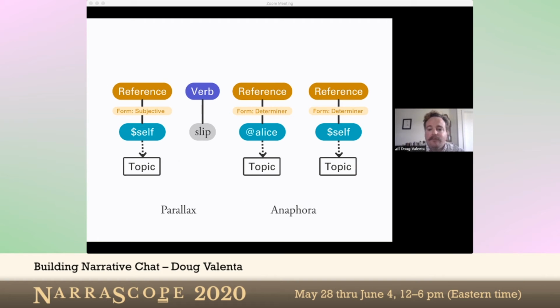The first thing we need to do is turn these references to topics into nouns. And there are two real phenomena that are going to guide how we do that. They have fancy names, but they're pretty simple. The first one is parallax, and by parallax here, I basically just mean that the reader of the story, and like I said, we're going to do this separately for each reader, is going to be referred to as you.